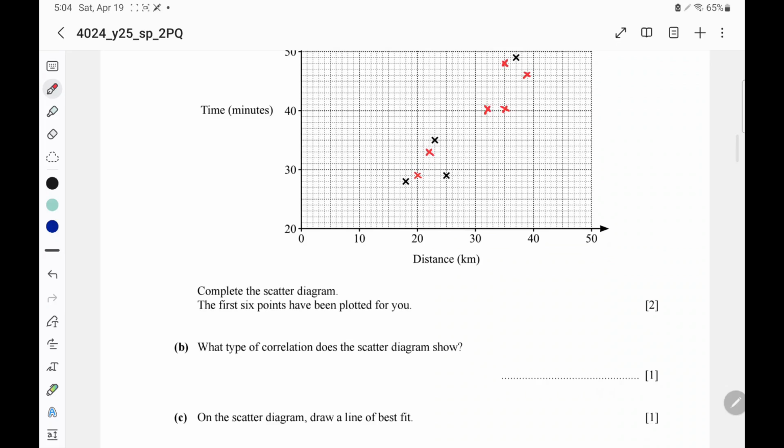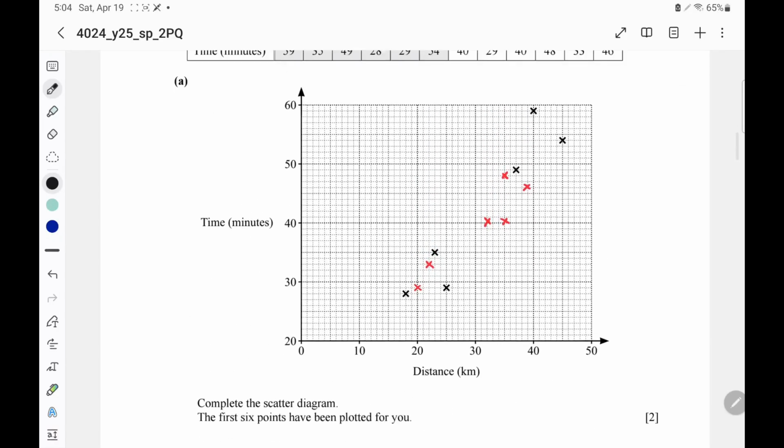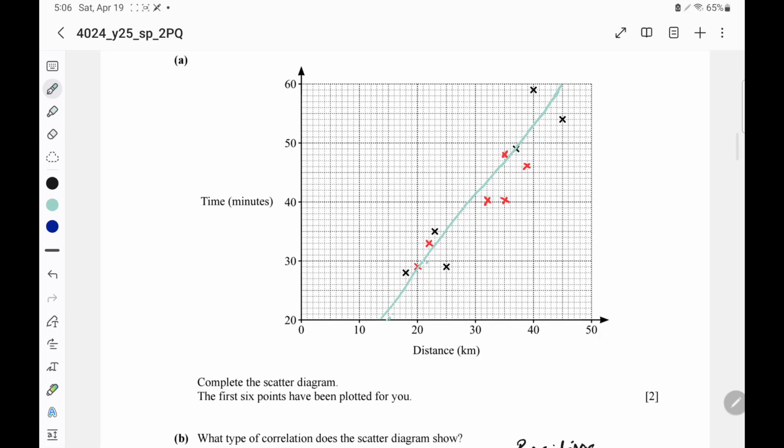The type of correlation they are asking about in this question is obviously positive. On the scatter diagram, draw the line of best fit. You just draw the line in such a way that an equal number of points are on both sides of your line of best fit. I try to maintain the number of crosses on both sides. 1 2 3 4 5, 1 2 3 4 5. Yes, so that is the line of best fit. You can use your ruler and join it.